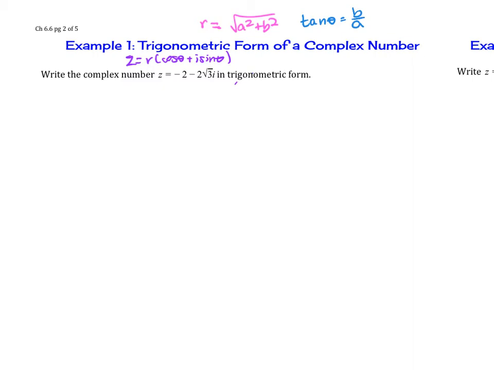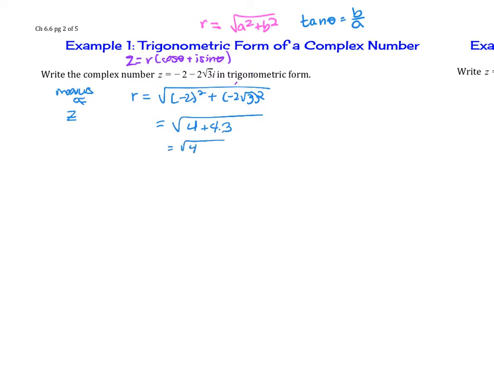So let's solve for the modulus of z. We're trying to find r, so that's the square root of a, which is -2 squared, plus -2 root 3 squared. So the modulus of z is just our radius. So this is the square root of 4 plus 4 times 3, which equals the square root of 4 plus 12, or the square root of 16, so our r equals 4. Then we need to find theta.